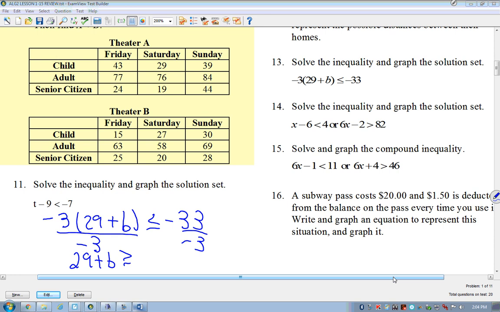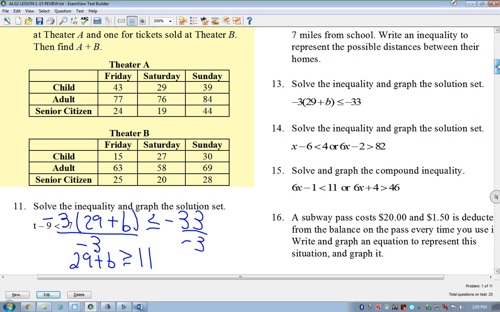All right, negative 33 divided by negative 3 is going to be 11. That's the happiest I've been all day. That was great.